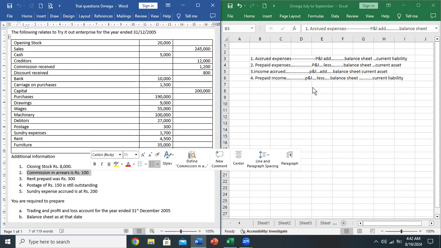Okay, let me call Prof. Sandra. Commission in arrears. So when you do the assessment, is that an income in arrears, or which of these four does it fit? Yes, I don't really know. I'll give it a try. There's no harm in trying, right?